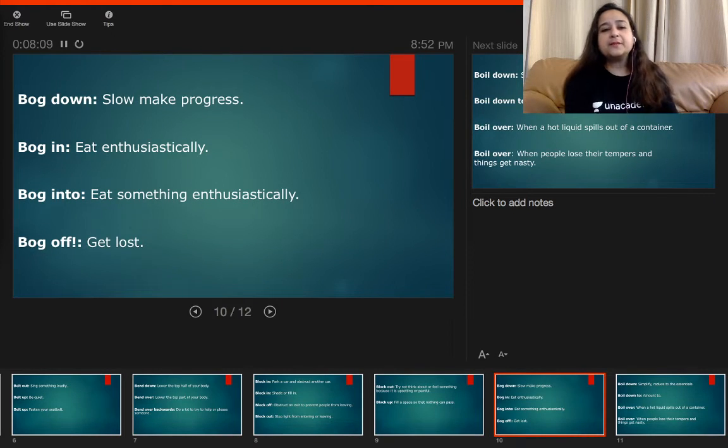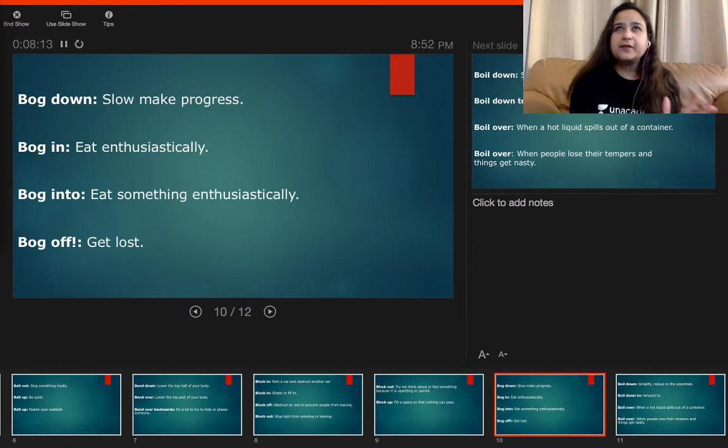And if you tell a person bug off or bog off, it means to get lost, just go away. You're just saying get out, get away, go away, get lost. Then you just say bug off or bog off, right? You just ask the person to go away. Okay.